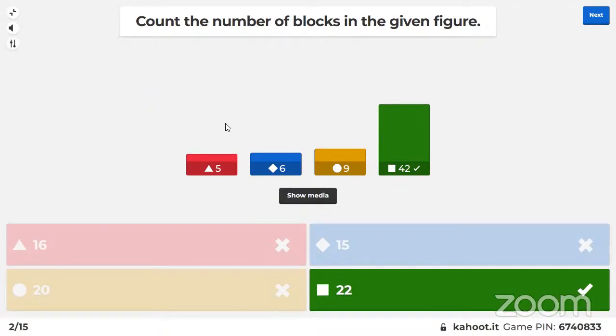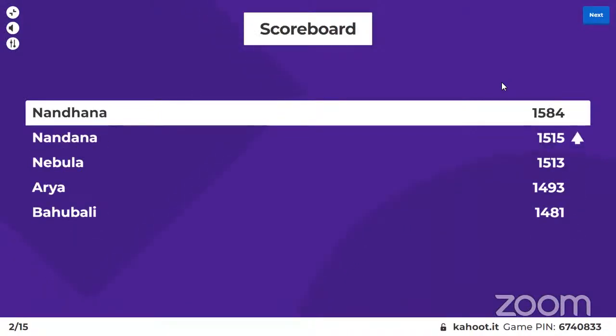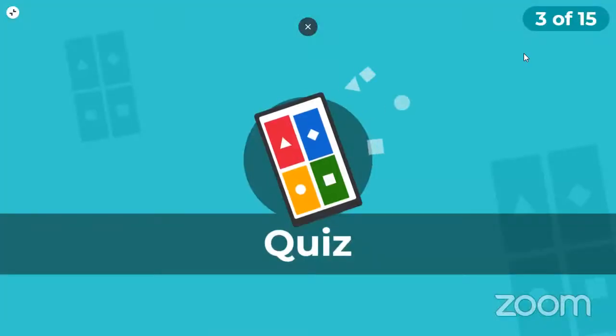Oh, I think the quiz master is being very liberal today with another sitter of a question. Let's see if there has been any change. Yes, there has been. Nandana has come up with 1,584 points. We have another Nandana at 1,515 points. Nebula at 1,513 points. Arya followed by Bahubali. Bahubali still hanging on along with Arya. That's question number 2. Here we go for question number 3. Here it is on your screens.